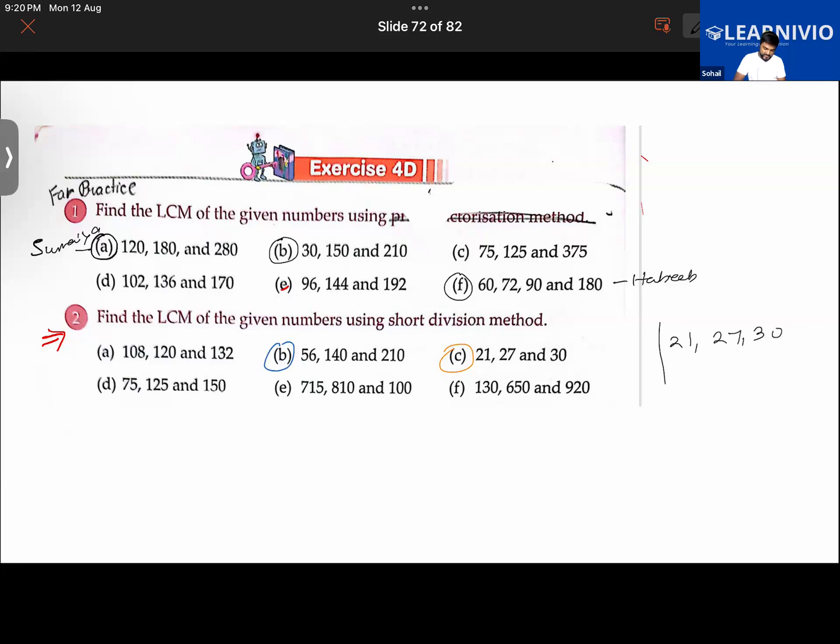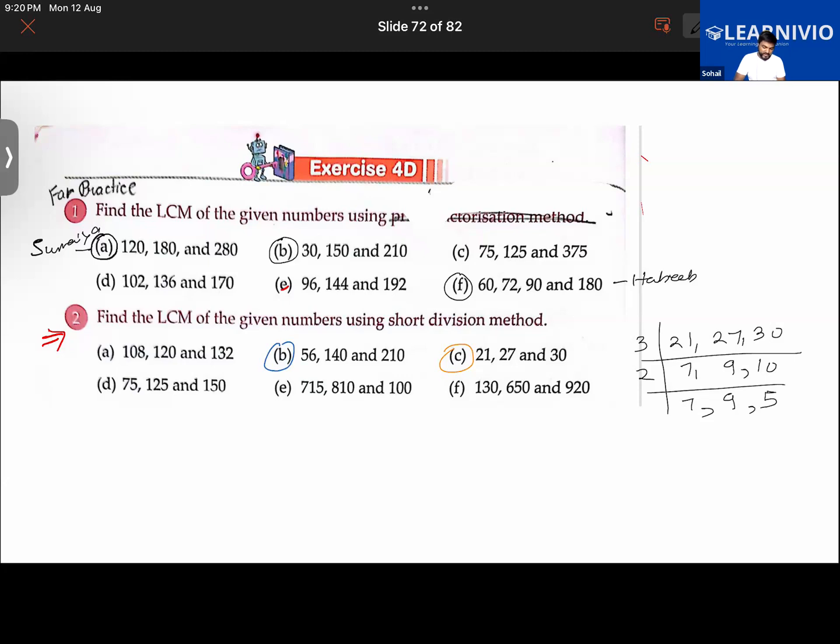So the first number I'm going to take will be 3, right? 3 7s are 21, 3 9s are 27, 3 10s are 30. Okay. Then let us take another number, let us take 2, for example. 7 is not divisible by 2, so leave it as it is. 9 is also not divisible by 2, so leave it as it is. But 10 is divisible, 2 5s are 10, right?